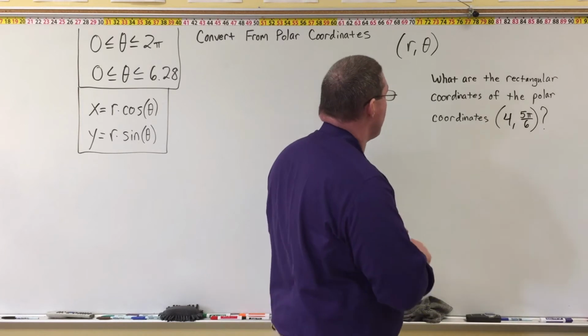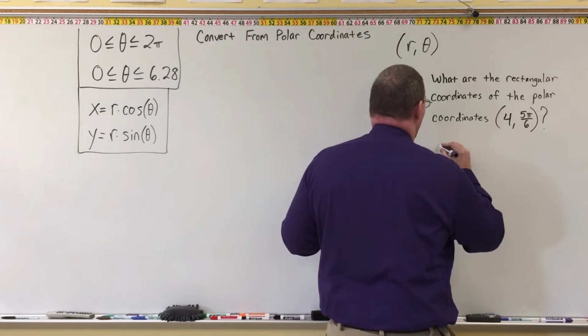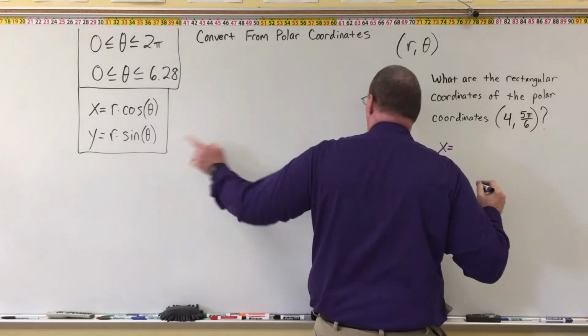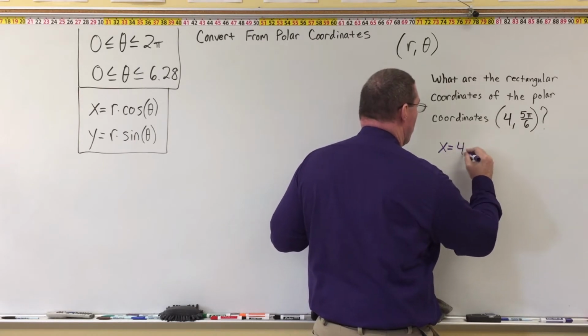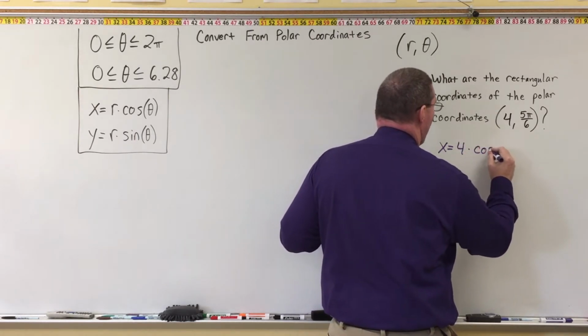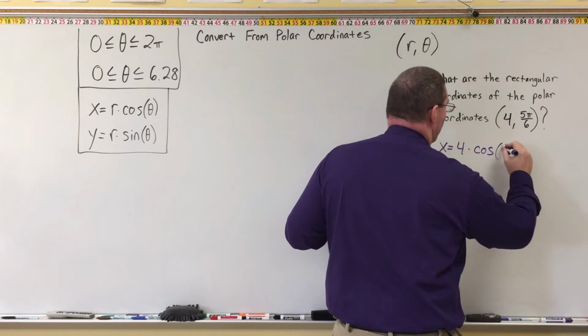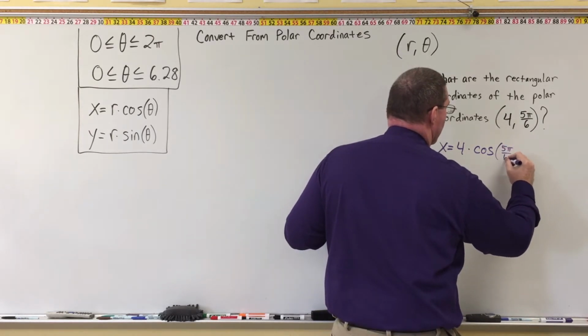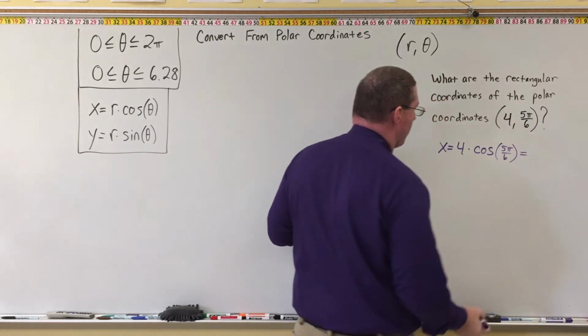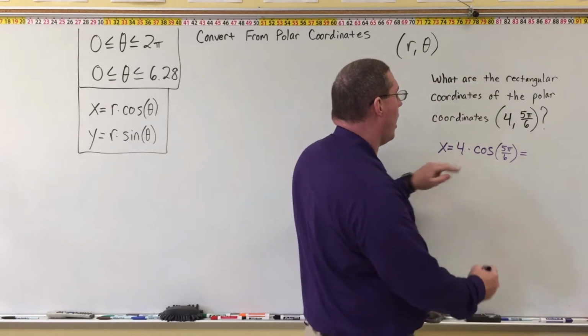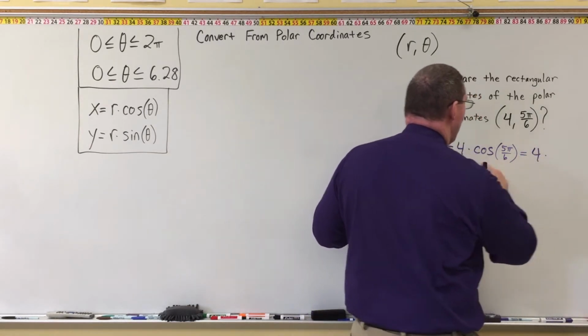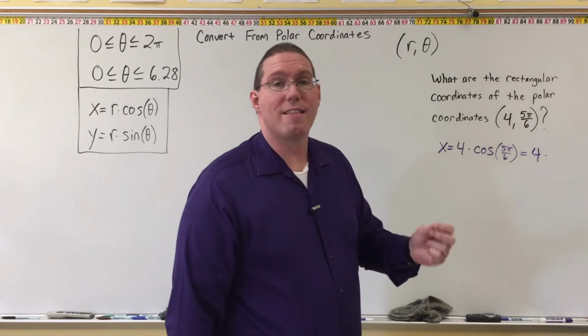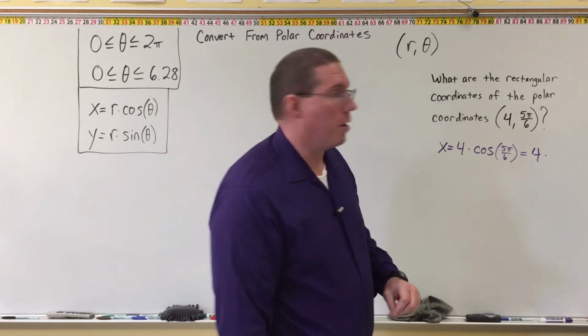Okay. All right, so in order to identify the x coordinate, we're going to use this formula over here. It's going to be the radius, which is 4, times the cosine of the theta angle, which is 5 pi over 6, okay? And so we know that that's going to be equal to 4 times, and we know that cosine of 5 pi over 6, well, that's negative square root of 3 over 2, right?